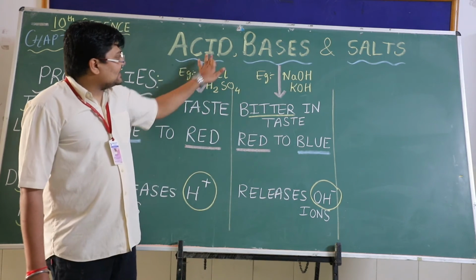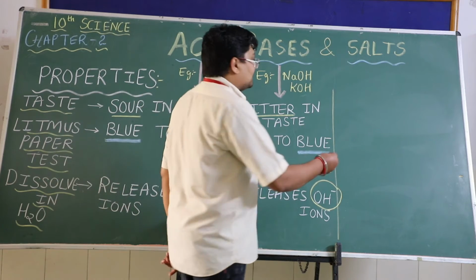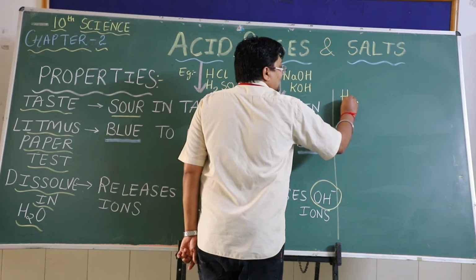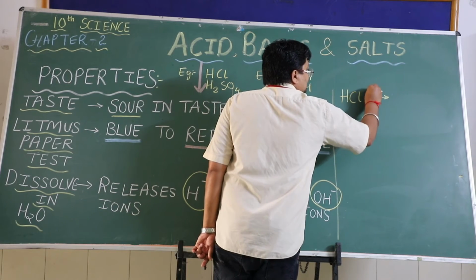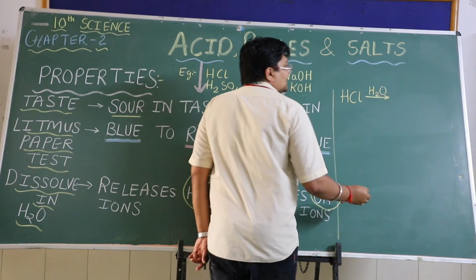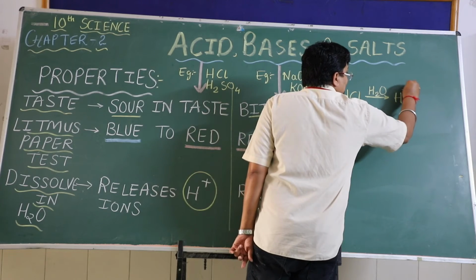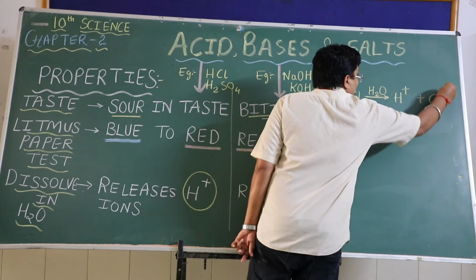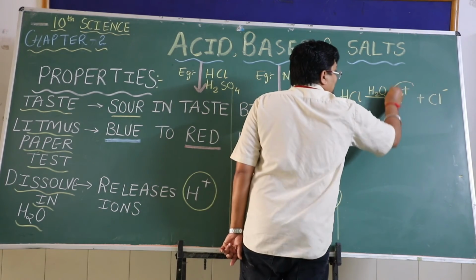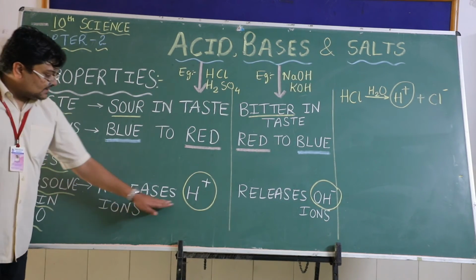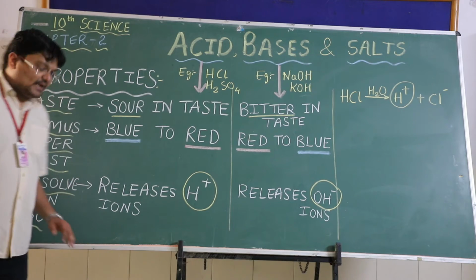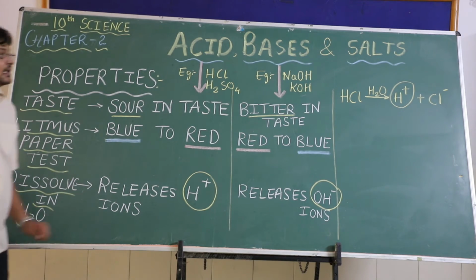So on dissolving acid in water, what will happen? I will take an example. When HCl gets dissolved in water, it will liberate H plus ions and Cl minus ions. So see, H plus ions are released when it is dissolved in water. You can see over here, it releases H plus ions when dissolved in water.